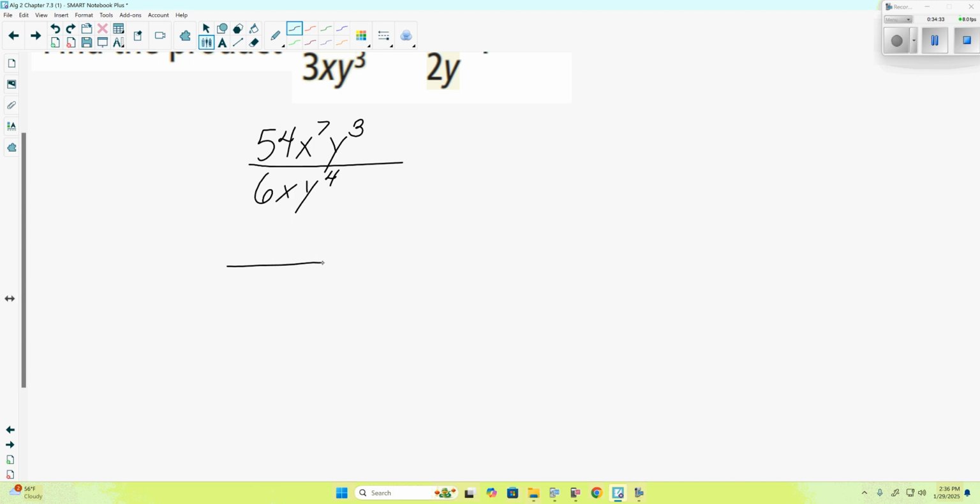So the 54 is going to reduce to 9. The 6 is going to reduce to 1. X to the seventh over x, 7 minus 1 is 6, and since it's bigger on top, it stays on top. Y to the third over y to the fourth, 4 minus 3 is 1, since it's bigger on the bottom, it stays on the bottom.